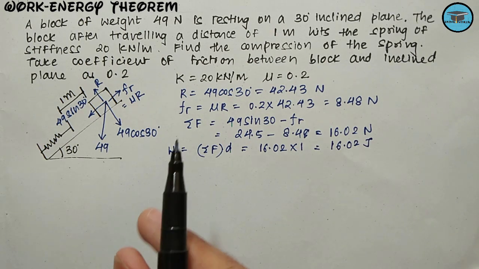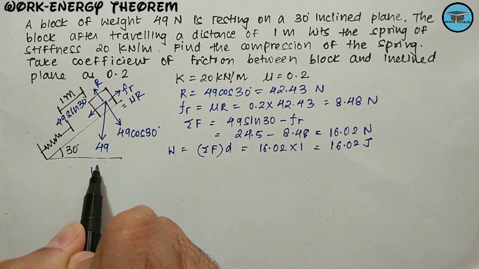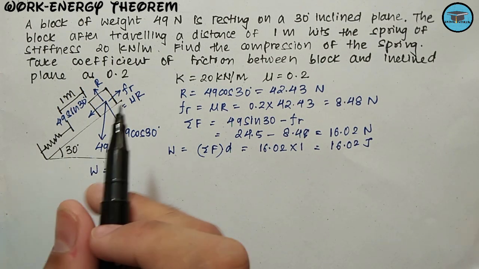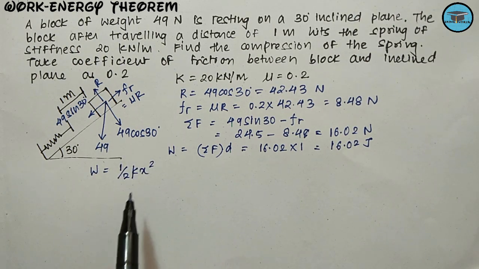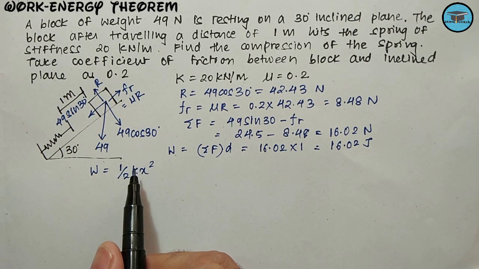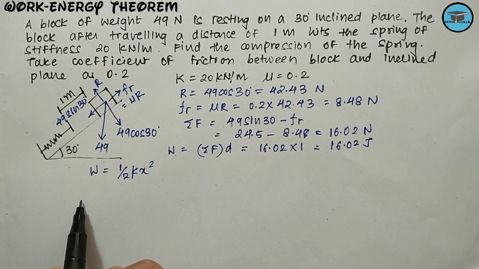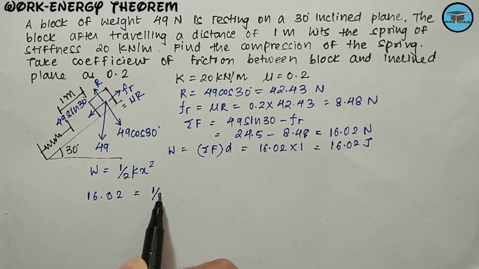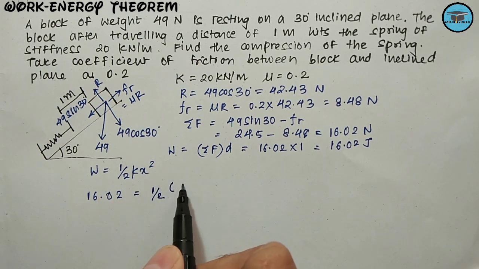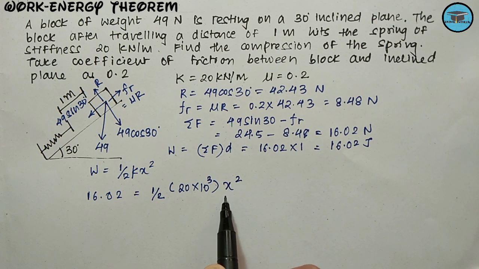Now according to the work energy theorem, the work done by the force acting on the block is equal to the change in the energy of the spring. So that can be given as half into k x square, where k is nothing but the stiffness of the spring. So we know the value of W as 16.02 joule. So placing the value of W, that is 16.02, equal to half into k, that we know, that is 20 into 10 raised to 3, into x square, where x is the compression of the spring.